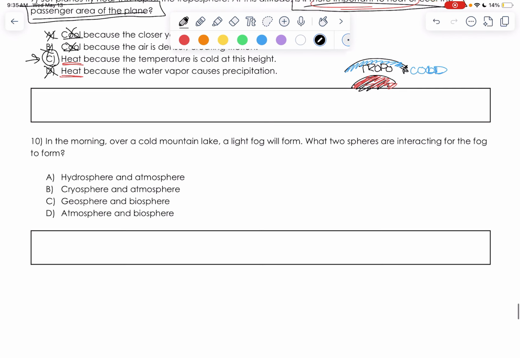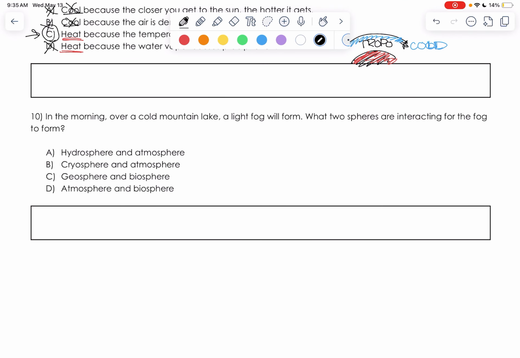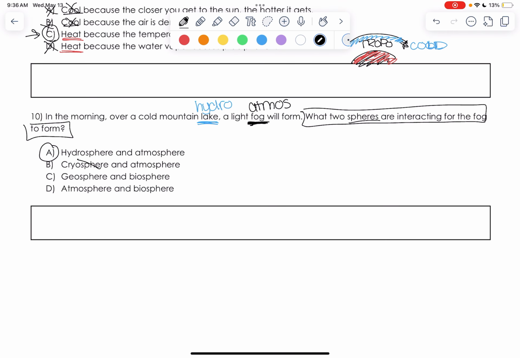And number 10, in the morning over a cold mountain lake, a light fog will form. What two spheres are interacting for the fog to form? Let's identify spheres. It says in the morning over a cold mountain lake, even though it's cold, it's still liquid. This is the hydrosphere. A light fog will form. Fog are clouds, which are a part of the atmosphere. So hydrosphere and atmosphere is our answer. There is no ice, so no cryosphere, no rocks, so no geosphere, and no living things, so no biosphere.